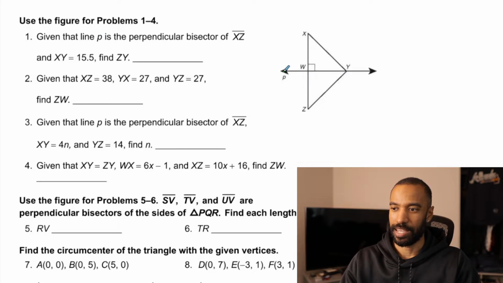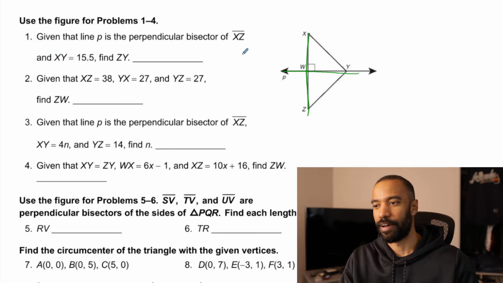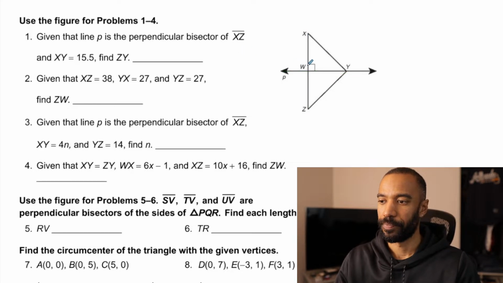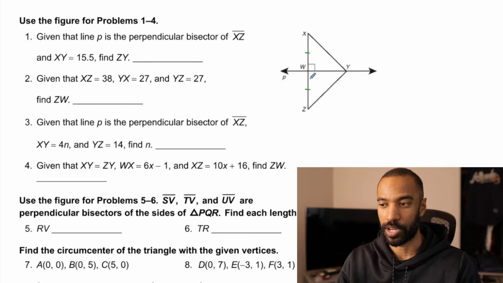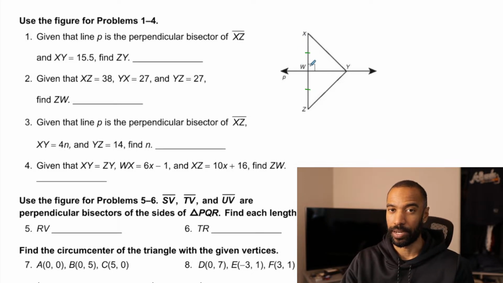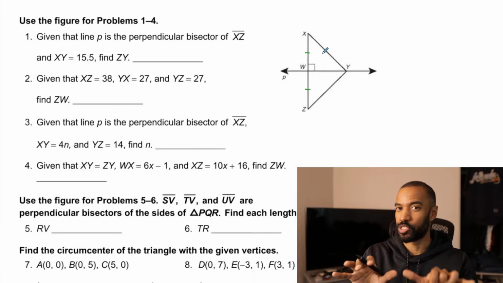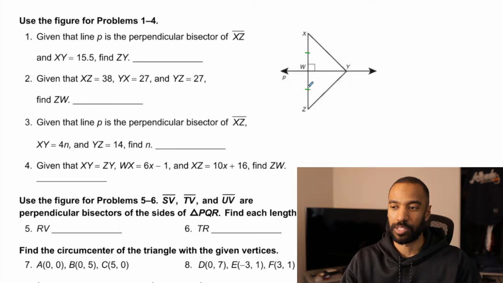Given that line P is the perpendicular bisector of segment XZ and XY is 15.5, find ZY. So here's what's going on. It's already drawn, line P is already drawn, and it's drawn that it's perpendicular. It does not show that it is a bisector yet, so I'm going to go ahead and do that. A bisector is a line, ray, or segment that intersects a segment at its midpoint. And a midpoint is a point that's right in the middle of a segment that is equidistant from its two endpoints. So it creates congruent segments right here.